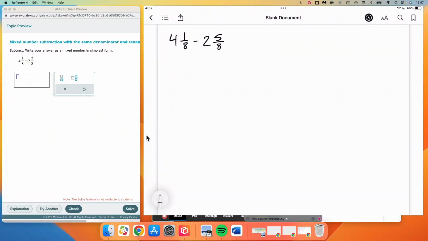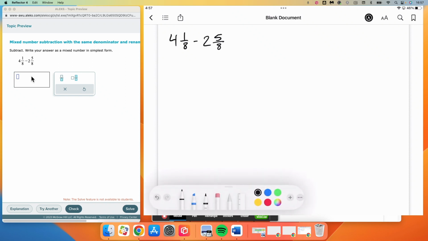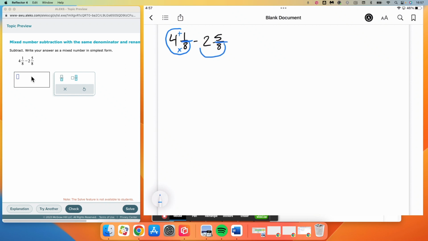So mixed number subtraction poses a problem because if this was addition, 1 plus 5 would make 6. But this is subtraction, and we can't take 5 away from 1. So my recommendation for all of these, and you could do this for mixed number addition as well, is that you convert these things to an improper fraction, then do the operation, then convert them back to a mixed number.